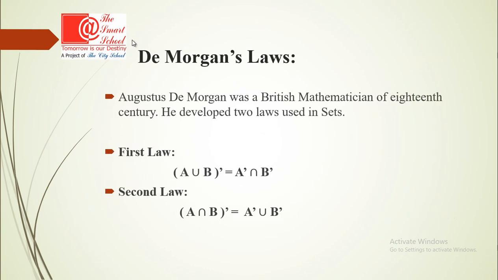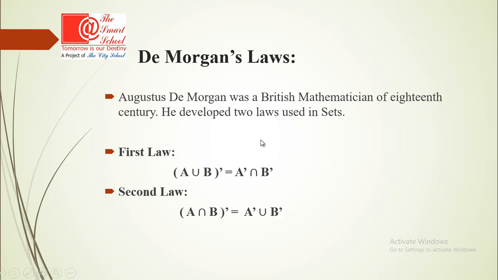Now, De Morgan's laws. Augustus De Morgan was a British mathematician of the 19th century. He developed two laws used in sets. The first law is (A union B) complement is equal to A complement intersection B complement. And the second law is (A intersection B) complement is equal to A complement union B complement.